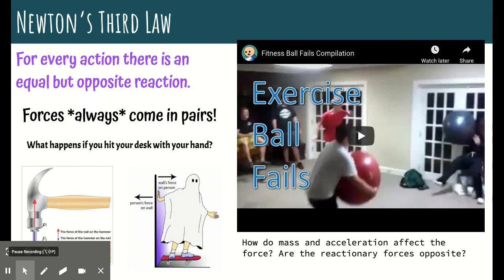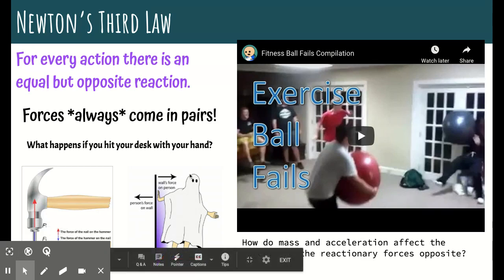So what happens if you hit your desk with your hand? If you really slap your desk with your hand, you're going to feel that. You have applied a force to the desk, obviously, and it has withstood your force and given you a reactionary force back. That's why your hand would hurt. If you hit the wall, your hand's going to hurt because the wall technically is hitting you back. Obviously the wall is not going to reach out and slap you, but it's applying the same force you applied to it back to your hand.